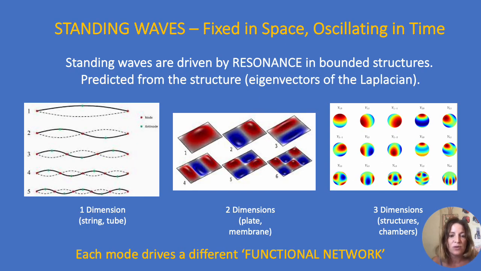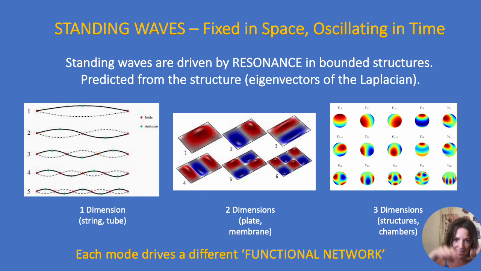So standing waves are driven by resonance phenomena in bounded structures, and they can be predicted from structure using the eigenvectors of the Laplacian, as you've been seeing in other talks. And overall, they are quite universal. They can be observed in one dimension, like in strings and tubes, in two dimensions, like in the famous Chladni plates, or in membranes, or even in three dimensions, such as in structures or resonant chambers and rooms. As you can see, the same structure can have different possible standing waves.